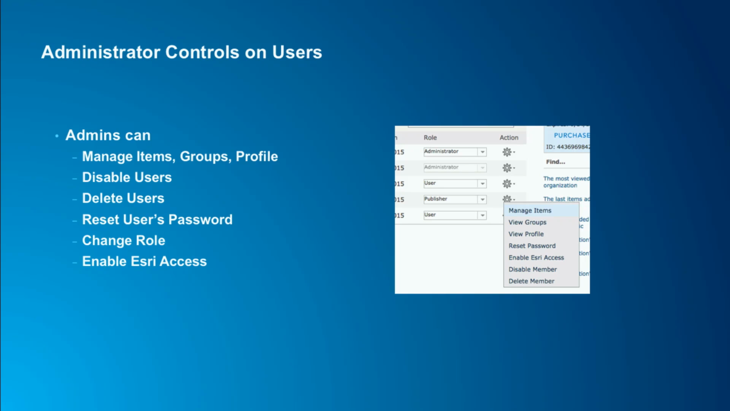Quickly, I just wanted to mention the administrator controls on a user. So if you're an administrator of your portal or subscription, you have basically super user access to your users. You can manage their items or groups or profile. You can disable them. You can delete them. You can reset their password. You can change their roles, and you can also enable Esri access. So your administrators are basically like your root user or your administrator user on your OS. They can basically do everything.